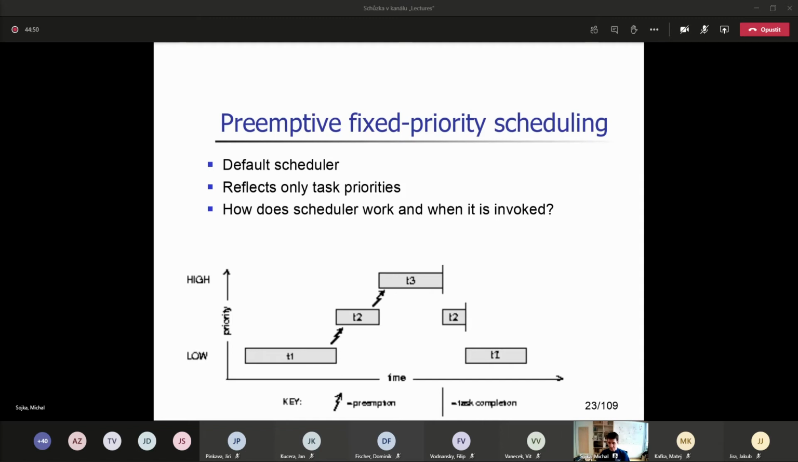So now maybe a question for you. The scheduler implements this simple scheduling policy. So do you know when the scheduler is actually invoked? How does the scheduler know that at this point in time it has to switch from task 1 to task 2? Does anybody have an idea? Maybe just start talking or just raise your hand if you wish.